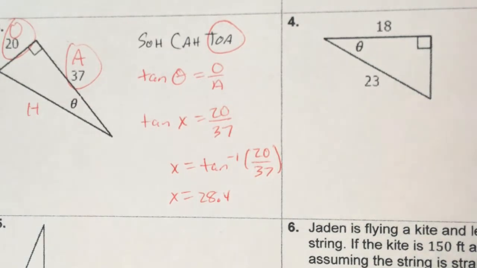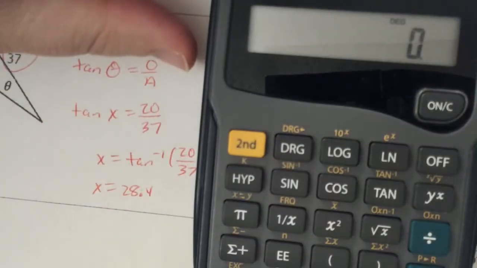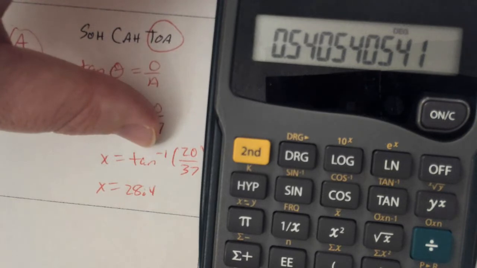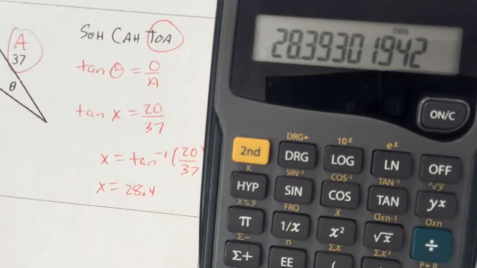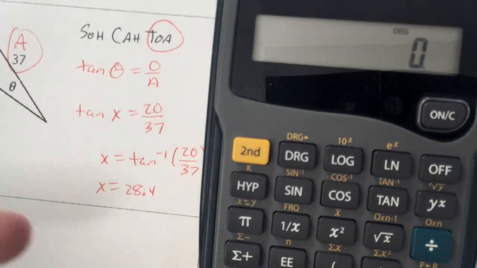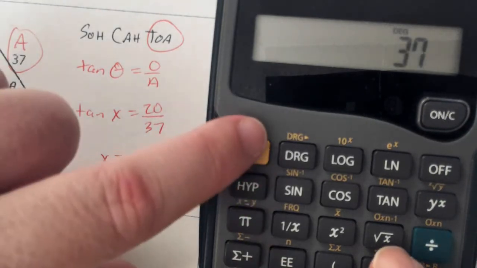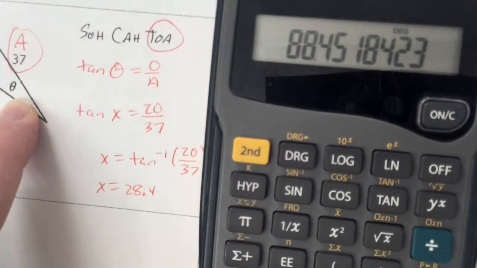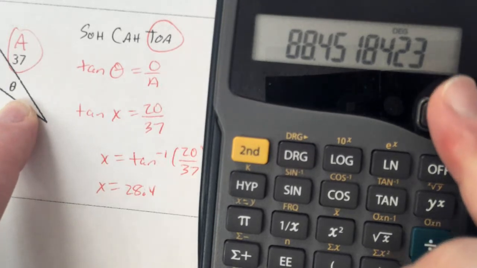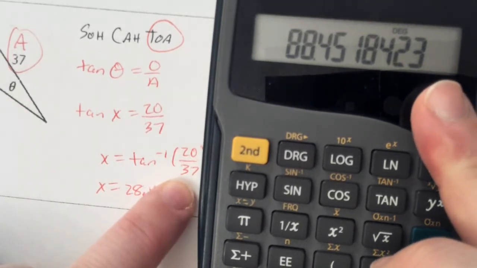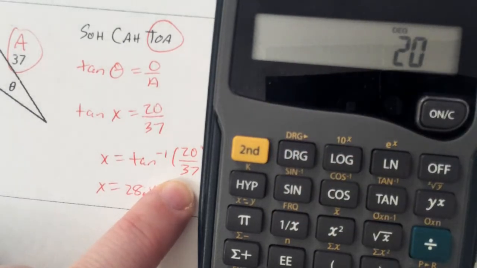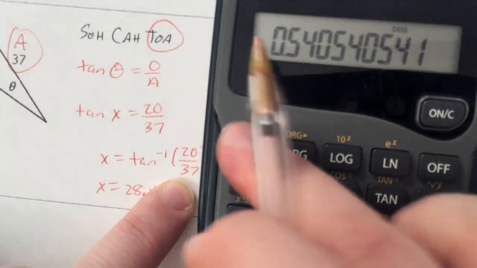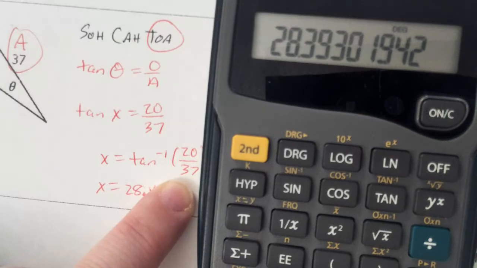And what if you had the other calculator? Okay, so you would type 20 divided by 37. You have to push equals or it's going to go wrong. And then second tan, and we get this number, the same number. Now, what if you did not push the equal button? 20 divided by 37, second tan, we get 88. And does that look like 88 degrees? No, so this is wrong. So you have to make sure you push equals or you're going to get the wrong answer. So 20 divided by 37 equals, get that decimal, now second tan. And there's your answer, 28.4.